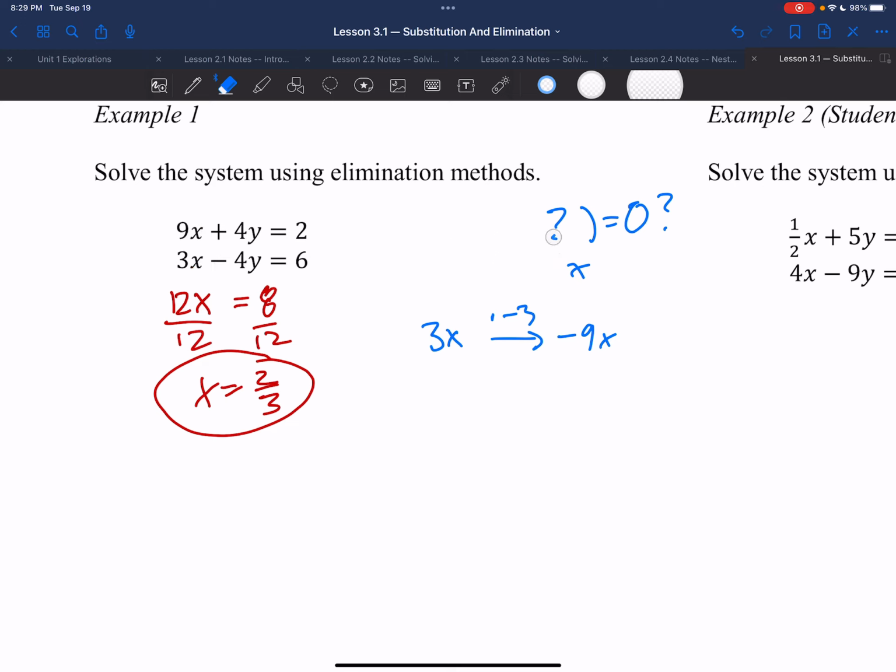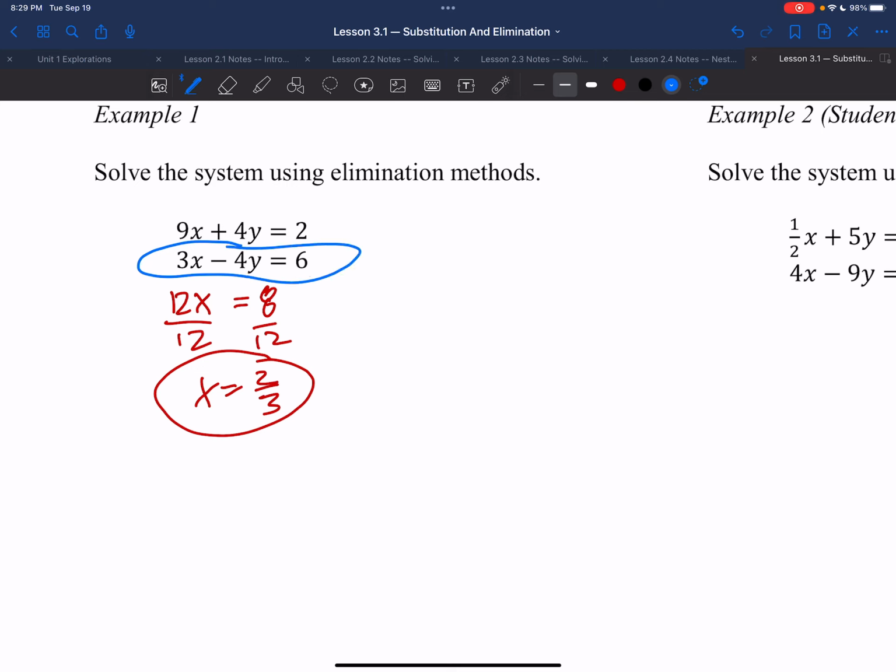And if I multiply by negative 3, then that creates the opposite of 9x, which is going to create my 0 pair. So what I'm going to do is take this equation and multiply by negative 3. And watch what happens. Do be sure that you distribute this negative 3 to all terms. I'm going to get 3x times negative 3 is negative 9x. Negative 4y times negative 3 is positive 12y. And 6 times negative 3 is negative 18. And then I'll just copy the equation above it, like so.